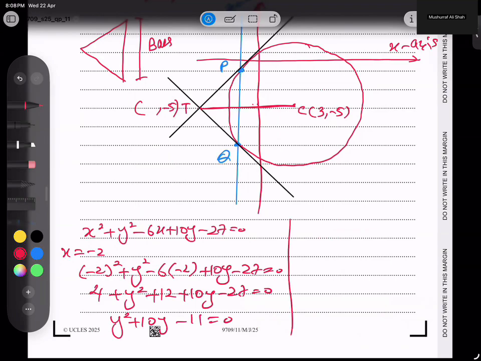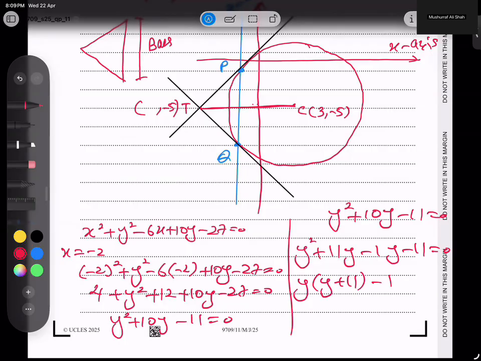Now, students, I'm going to factorize. Factorization is easier here: 11 ones are 11. Plus 11y minus 1y and minus 11 equal to 0. Y common, I got y plus 11. Minus 1 common, I got y minus 1. I'm getting two answers from here: y = 1 and y = -11.